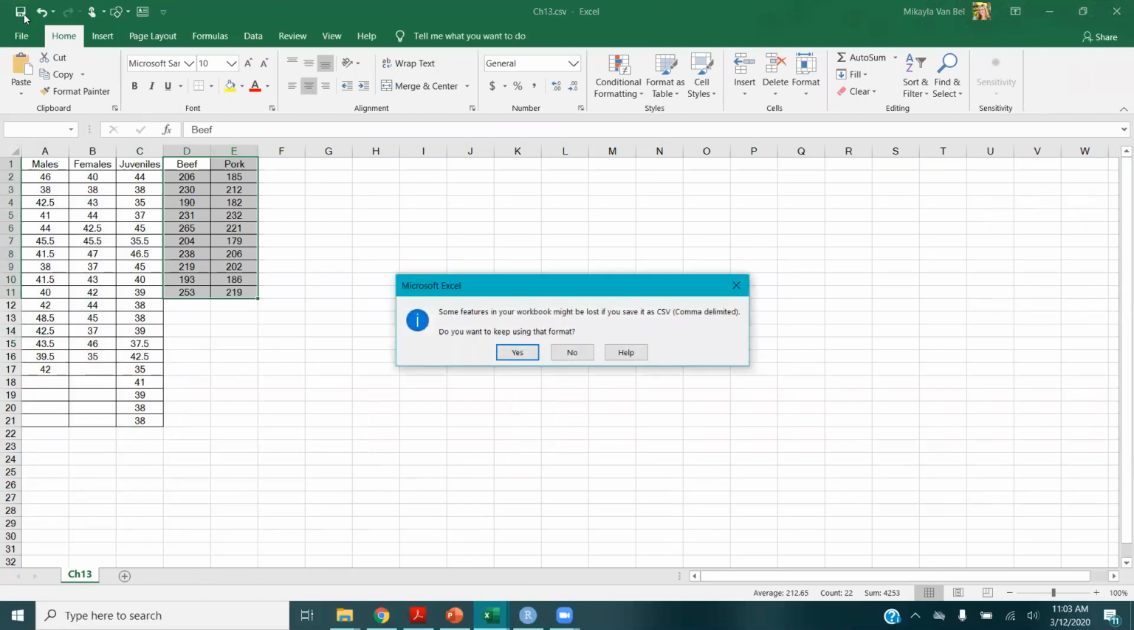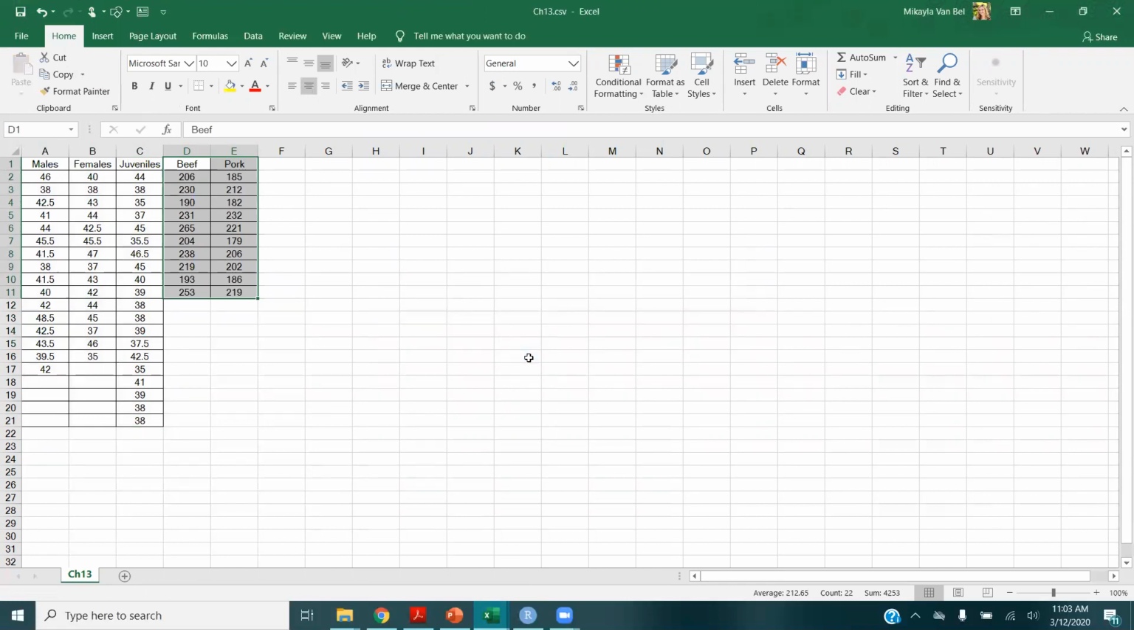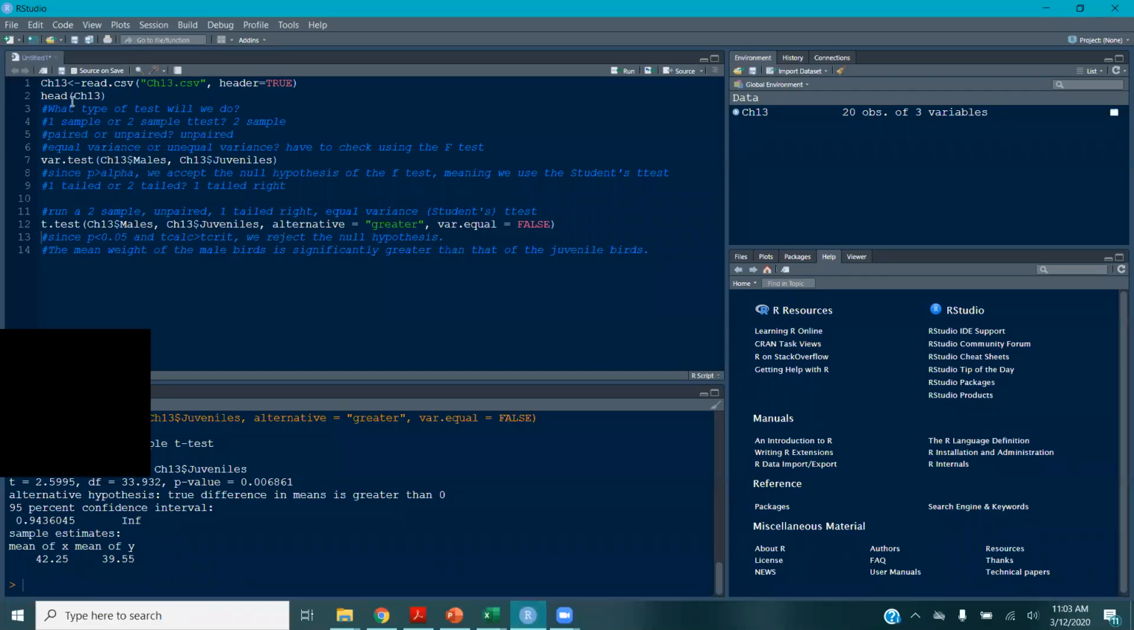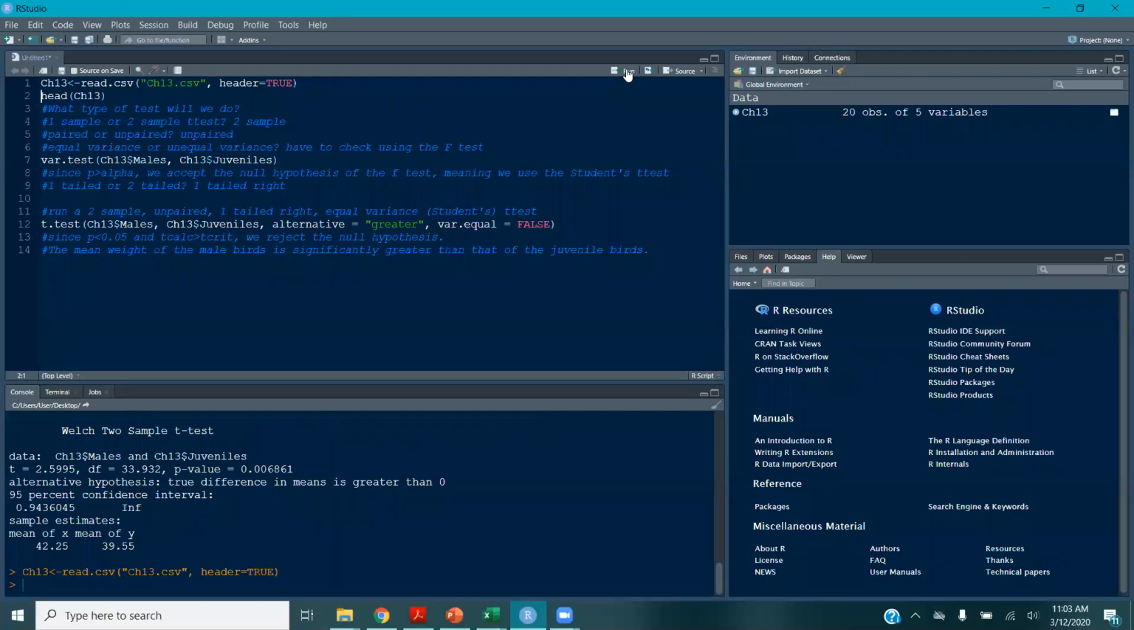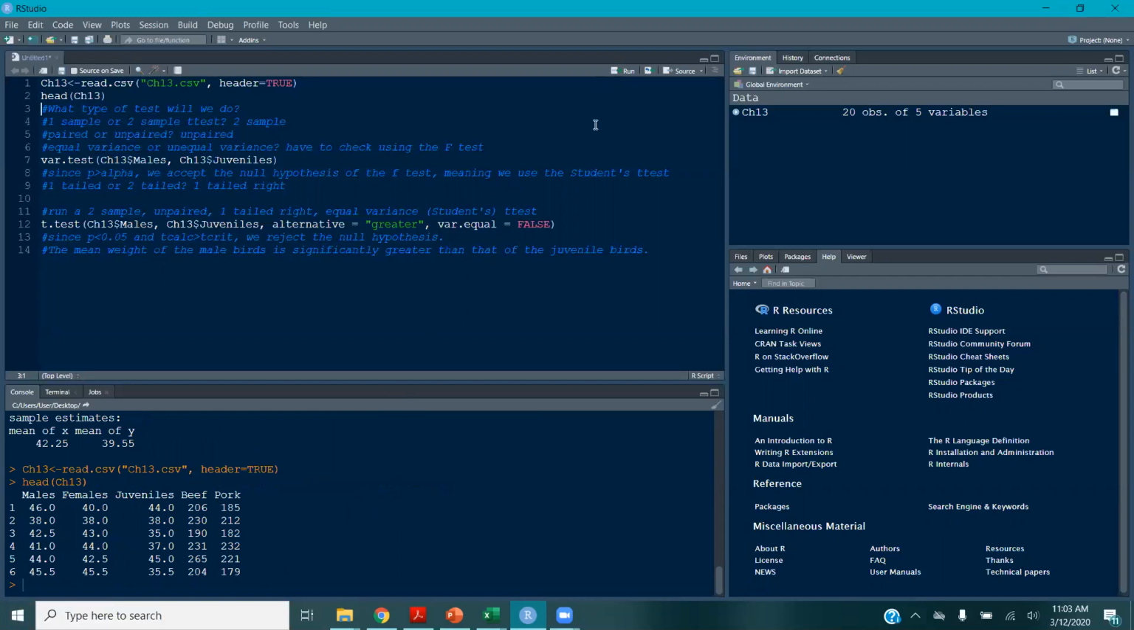Remember, we have to save this file again, telling our computers that the file has been updated. Yes, we want the CSV format. When we go into R, we need to reload the data because we have updated and R doesn't know that yet. If we run line 1 to read the data in again, and line 2 to see the data, we see how it's changed to have both the females, males, and juveniles data from the birds question, and it also now has the beef and pork data from worked example 2 that we just added.